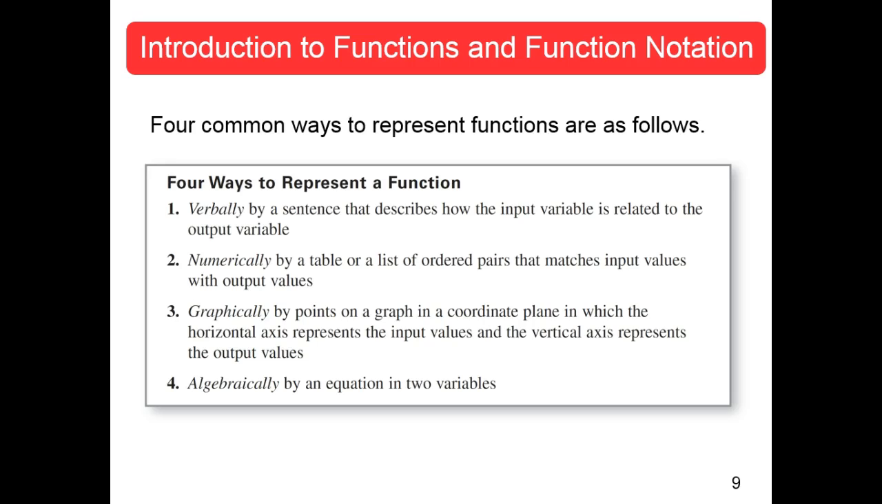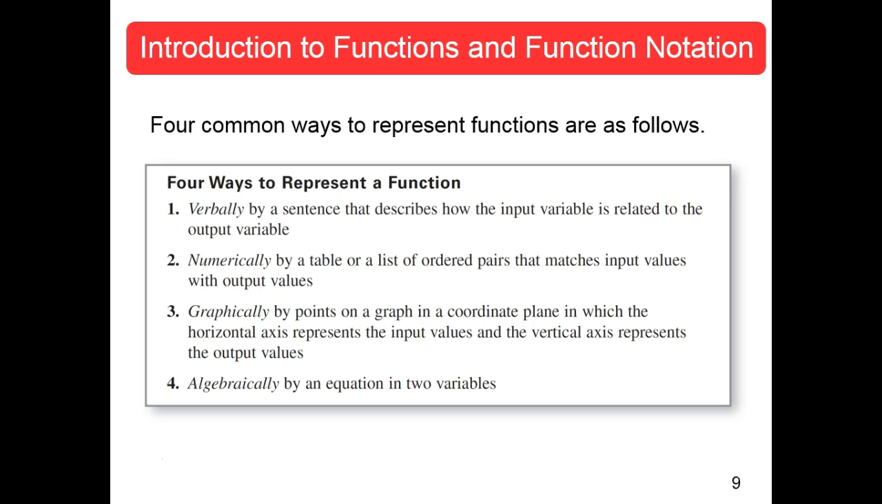Now, why did they mention X and Y before? When you're doing your graphing, almost always you'll put the independent input values on the horizontal axis, the output values on the vertical axis. So there's graphically, by points on the graph in a coordinate plane, just like I was describing, in which the horizontal axis, I really don't want to call it the x-axis. Everybody does, but it doesn't always have to be x. The horizontal axis represents the input values, the vertical axis represents the output values.